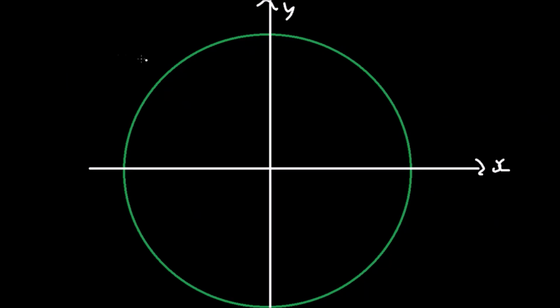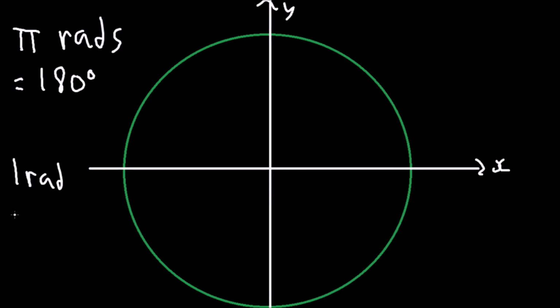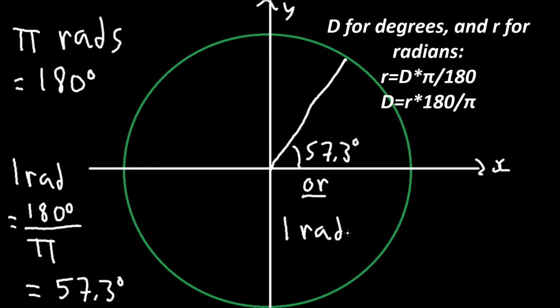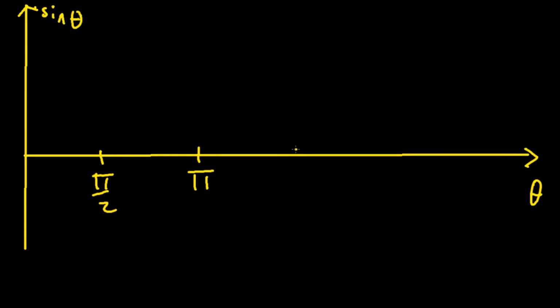To find the value of 1 radian, we know that pi, or half the circle's distance, is equal to 180 degrees. So 1 radian is equal to 180 over pi degrees, or 57.3 degrees. To convert between radians and degrees, use these on-screen formulas, always remembering that 180 degrees is the same as pi radians. With this new measure of an angle, we have a way to naturally graph the sine and cosine of an angle without having to stretch things out on the x-axis all the way up to 360 degrees.